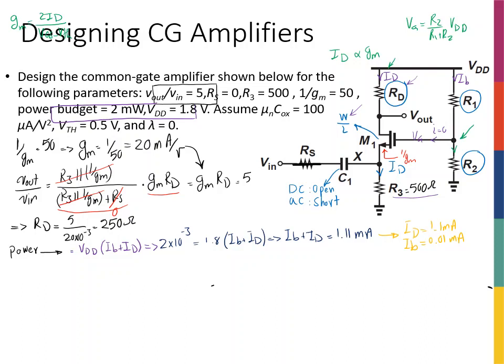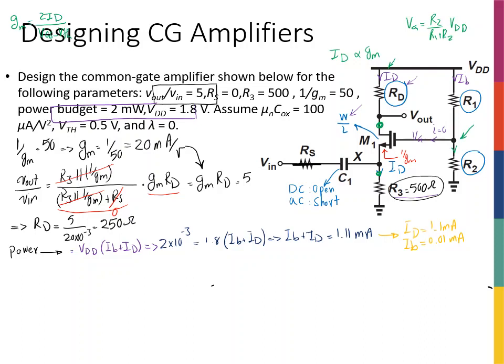Now, if you make the decision that ID is 1.1 milliamp, the first thing we have to make sure is that this is a current that doesn't make my transistor go into triode region, right? How do I check that? Well, first I have to find VDS, and then I have to find VGS minus VTH, and then compare them, right? So let's look at that. R3 is given. First, I want to calculate the source voltage, and then calculate the drain voltage so that I can have VDS, right?